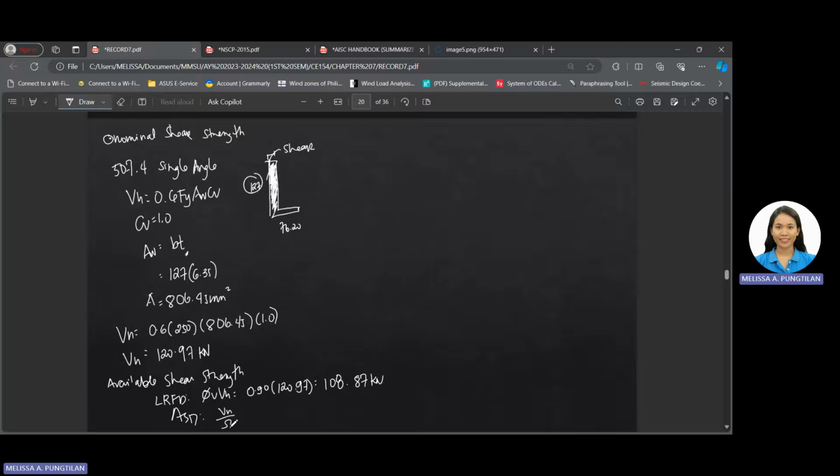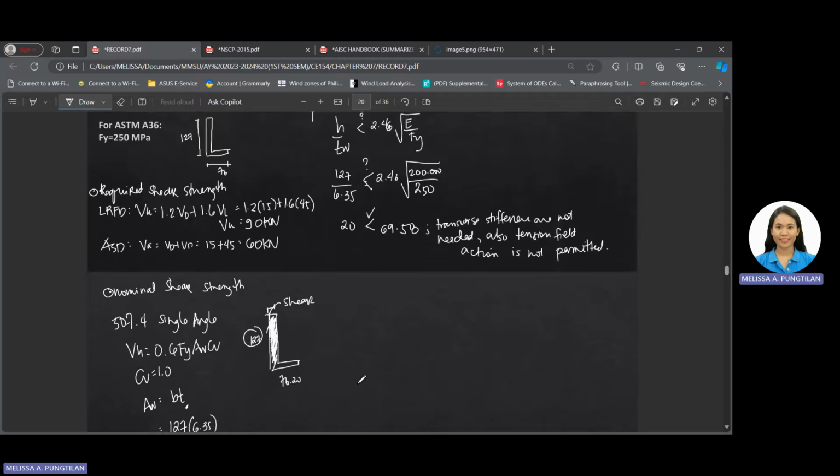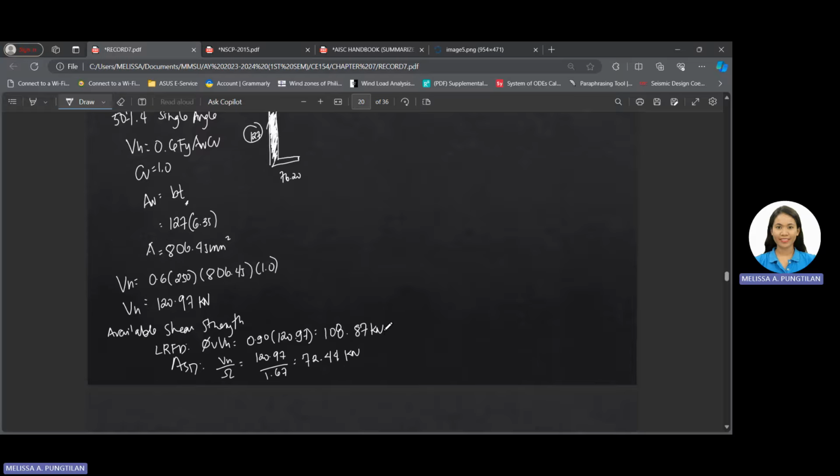Vn divided by the safety factor, 120.97 divided by 1.67. Therefore, we have 72.44 kilonewton. And then comparing it with our required shear strength, we have 90 and 60. So obviously, they are greater. The available is greater than 90 kilonewton and 60 kilonewton. Okay, so therefore, the shape or the section is adequate.